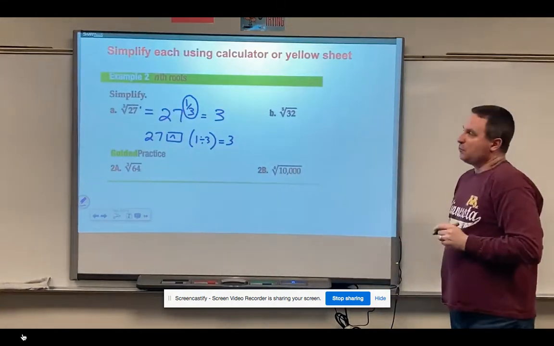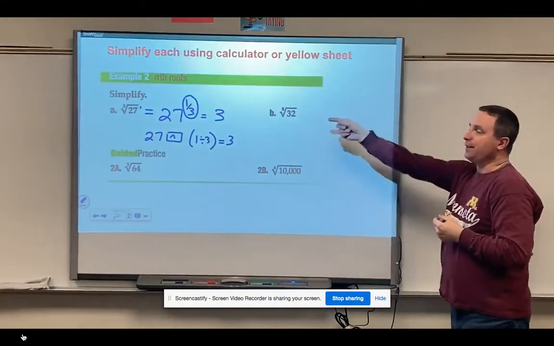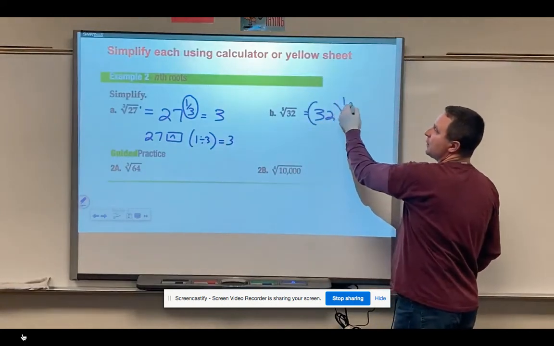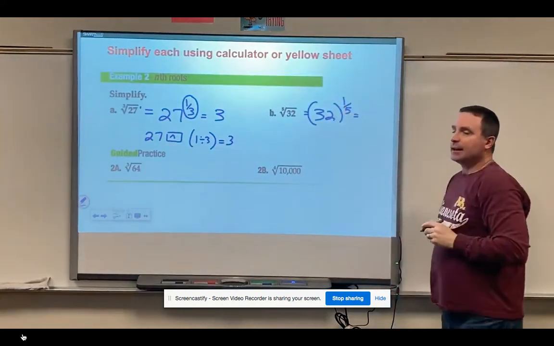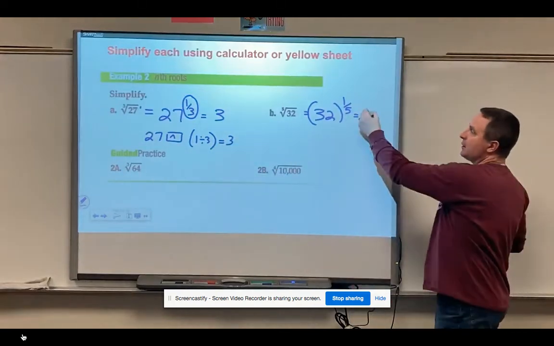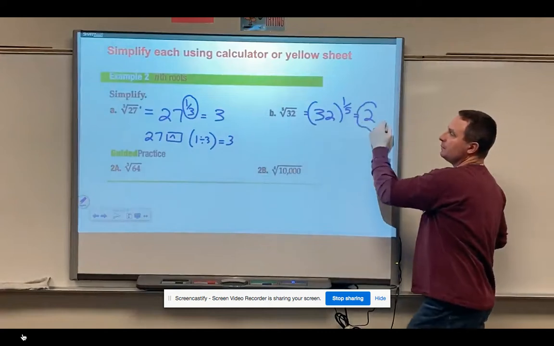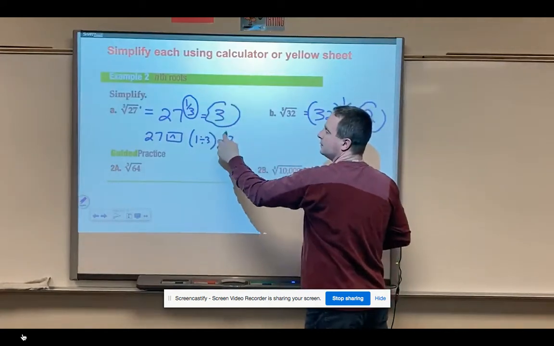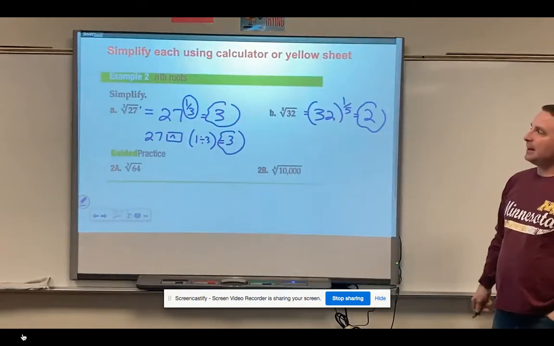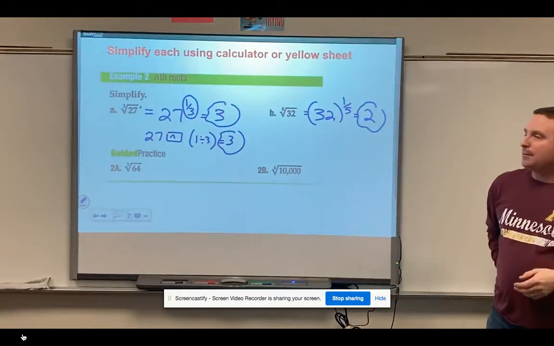We could do the same exact thing with a 5th root. The 5th root of 32. I could rewrite that as 32 to the 1/5 power. And I could type it in the same way that I did this one. And if I did that, it would tell you 2. Just like these guys over here. Now, that's not too bad changing it to a fractional exponent. But I want to mention another thing.